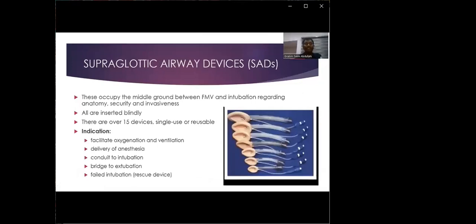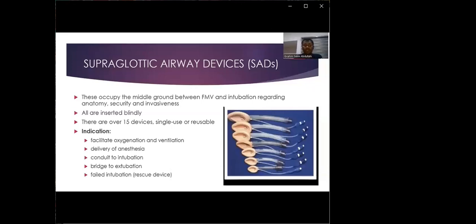Now, the next approach to airway management is supraglottic airway devices. These occupy the middle ground between face mask ventilation and intubation regarding anatomy, security, and invasiveness. So they are intermediate between the face mask and tracheal intubation, and they are all inserted blindly. There are over 15 devices. Some are single use, and some are reusable.